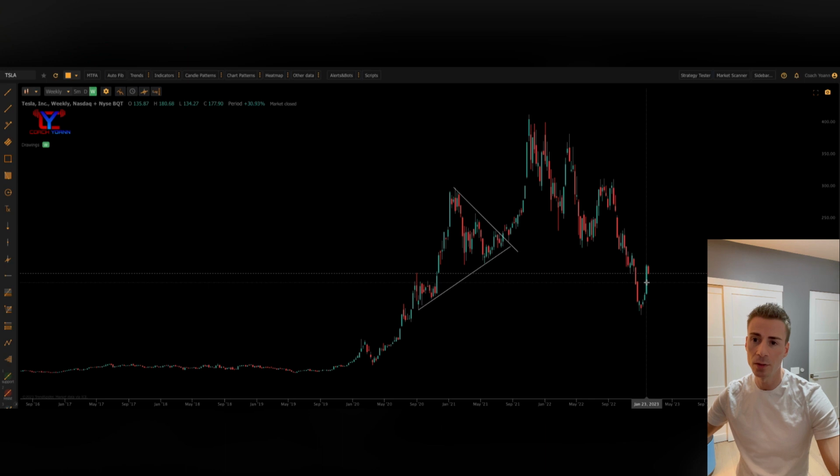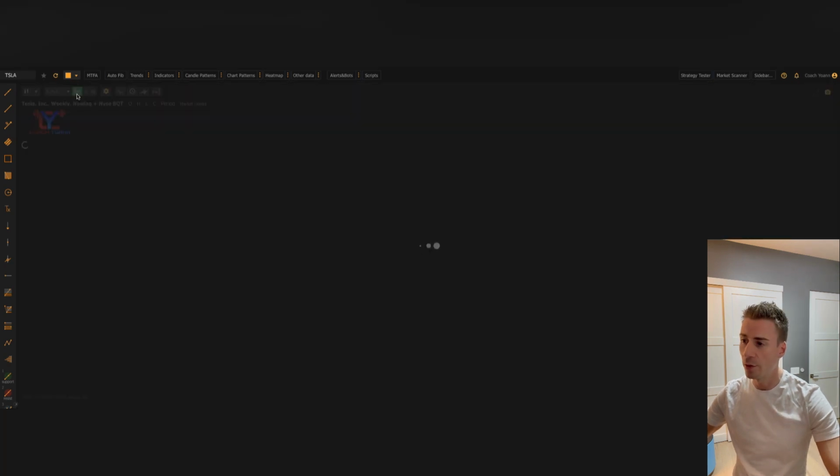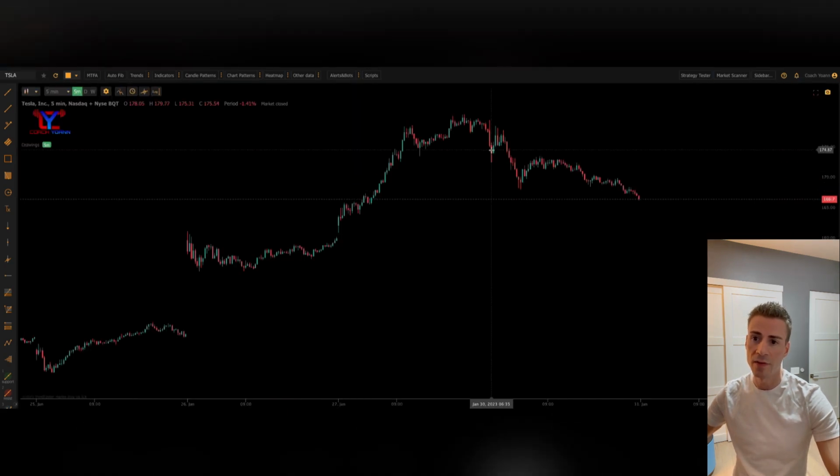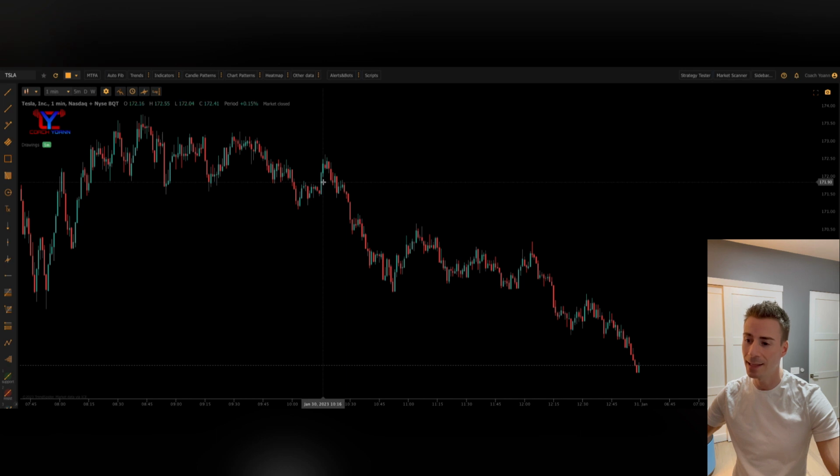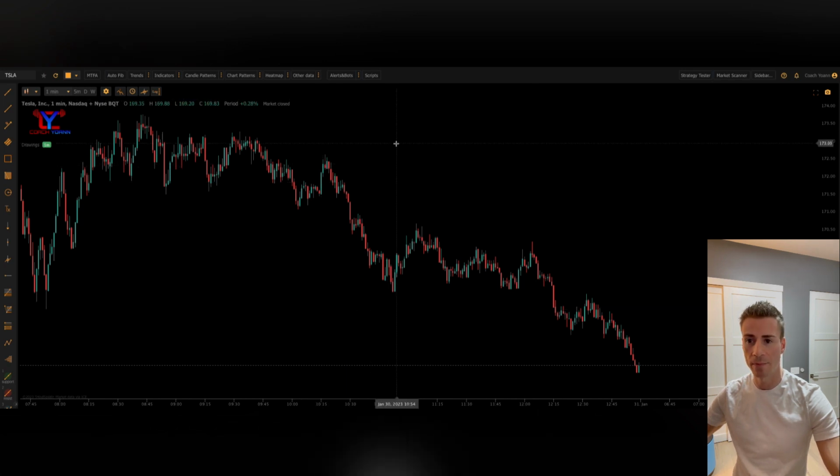Same thing with the 5 minutes. Each candle represents 5 minutes, right? If I go on the 1 minute, guess what? Each candle represents what? 1 minute, right? So as easy as it is, depending on the time frame you're on, your candle will represent that time frame, right? That's it for time frame, as easy as it is.